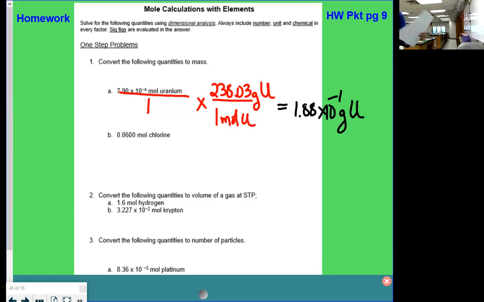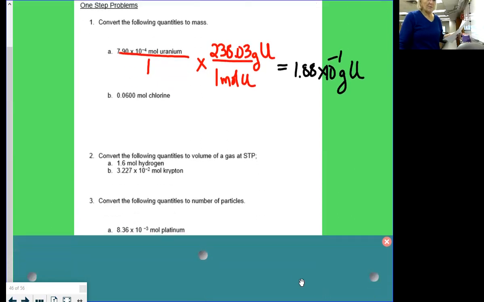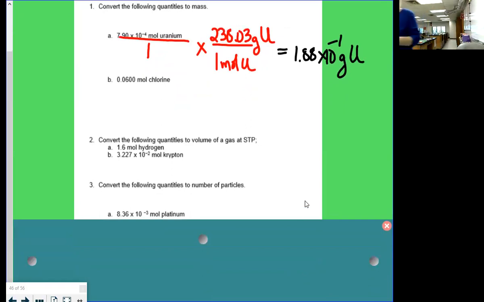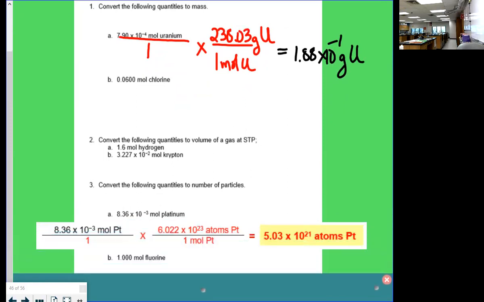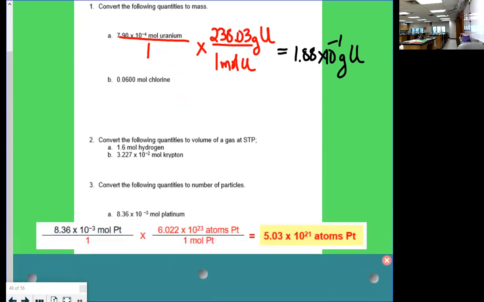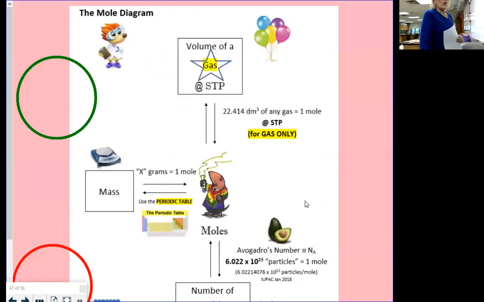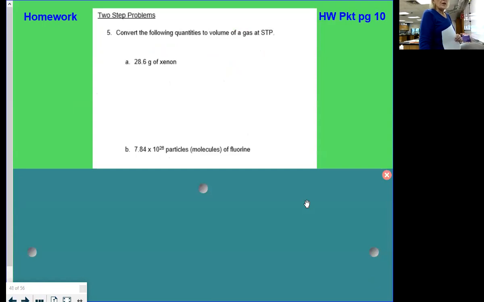2A. Nope, I don't think I'll do 2A. I don't have very much room for that. Down at the bottom, number 3, convert the following quantities to number of particles. If I'm giving you moles, number of particles is down at the bottom. So you use Avogadro's number. Here's the number you were given. That number over 1. Multiply 1 mole is 6.02 times 10 to the 23rd atoms, and you've converted moles to atoms.